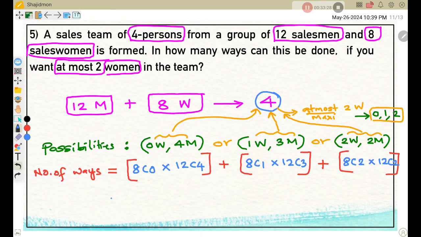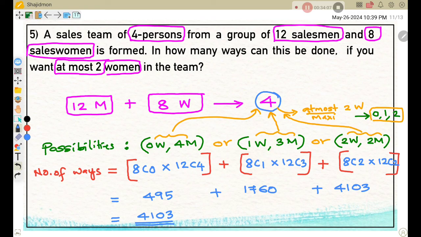Now you can use the calculator. I am writing just the answer here. You can check and verify the answer. Okay, I am doing it in the video, so any mistake, just verify that one. For example, the first bracket, when you are simplifying, you will get 495. 8C0 multiply 12C4 means you will get 495, plus the second bracket, when you calculate, 1760, plus the third bracket, when you calculate, 4103. So totally how many ways can we form a 4-person sales group? Adding these, you will get 4103. Check the number in the calculator. Any error, just correct it.